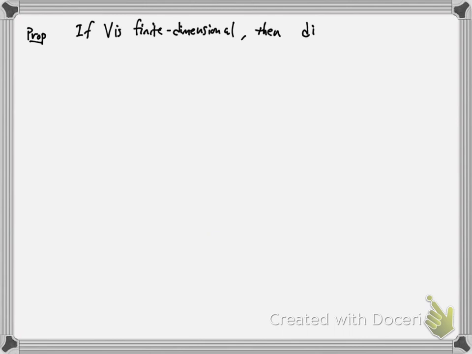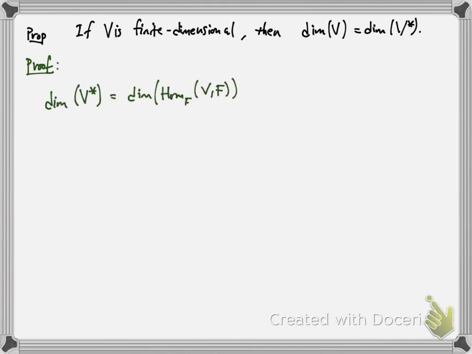Suppose V is a finite-dimensional vector space. Then the claim is that the dimension of V is equal to the dimension of V star. Given what we've discussed so far, the proof is very short. The dimension of V star, by definition, is the dimension of the space of F-linear homomorphisms from V to F. Recall from last time that, as long as you're willing to pick a basis for the vector spaces involved, you can identify these spaces of F-linear homomorphisms with matrix spaces. So this is exactly equal to the dimension of the space of 1 by n matrices, if n is the dimension of V. That tells you the dimension is exactly the dimension of V.